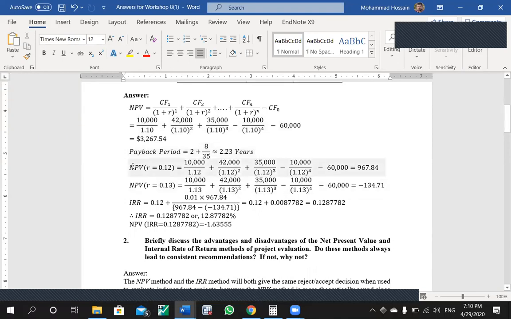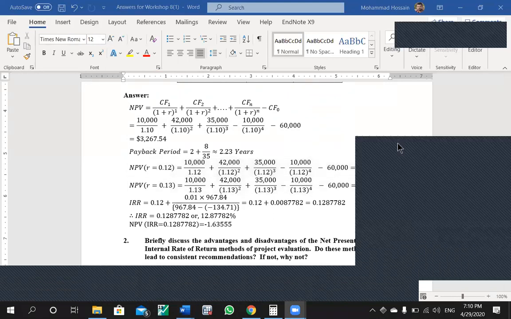Payback period, I already showed you. And net present value. When you calculate IRR, the net present value is actually said to be equal to 0. At what rate will the net present value be 0? That's what they're trying to find. So look here, like I told you last class, it is a trial and error thing.